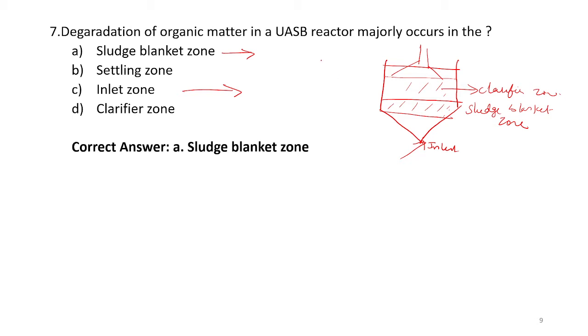The question is, degradation of organic matter majorly occurs in. As we have discussed, most of the biochemical reaction is happening in the sludge blanket zone. So sludge blanket zone, option A, is the correct answer. Any doubt? Okay, so let us see the next question.